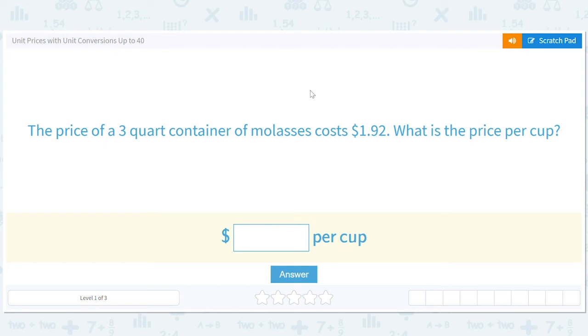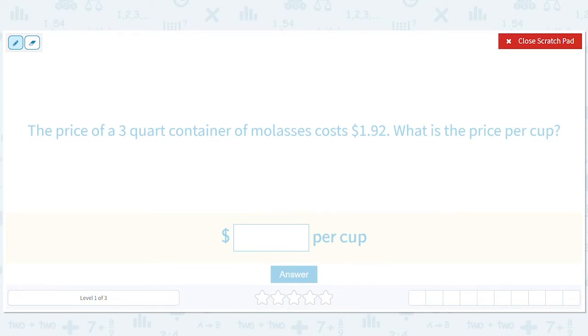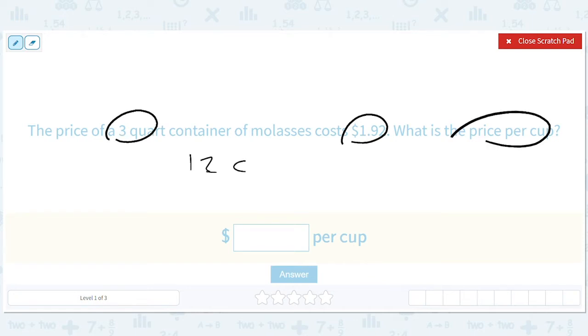Unit prices with conversions up to 40. So the price of a 3-quart container of molasses costs $1.92. What is the price per cup? There are 4 cups in a quart, so there are 12 cups in all. We're just going to divide this 192 by 12.